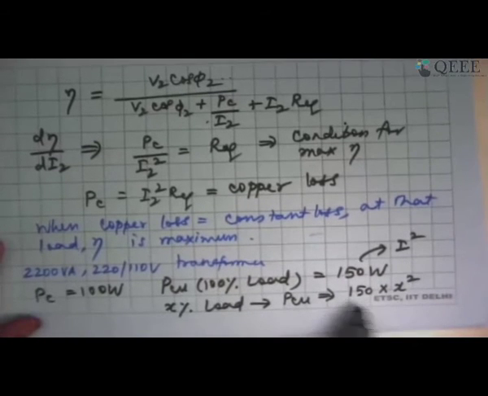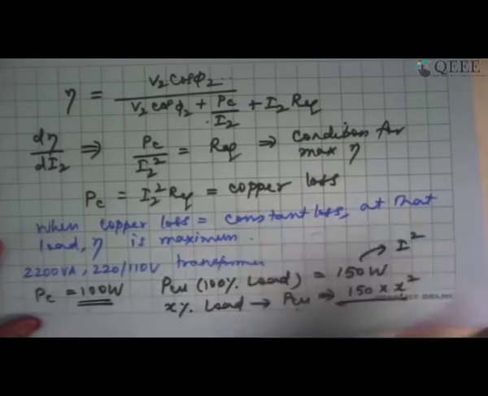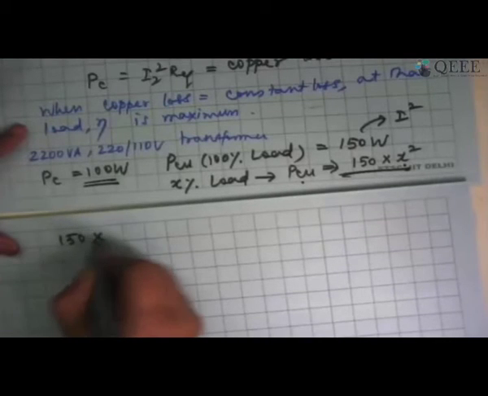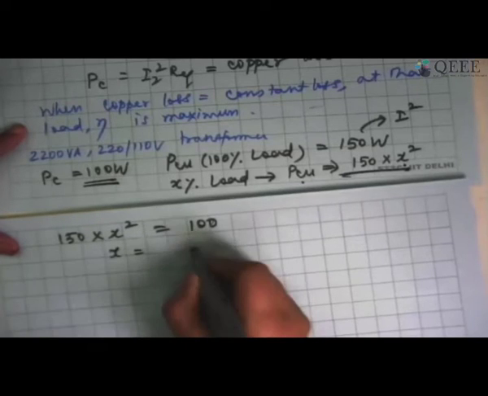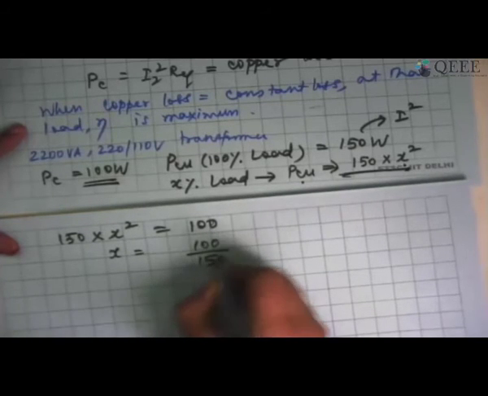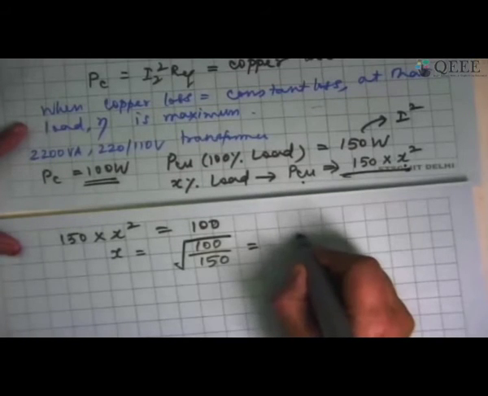Now what we have to see is at what X value the copper loss calculated at that X load is equal to 100 watts. So I should write basically 150 times X square equal to 100. So X will be equal to square root of 100 divided by 150. So I should say square root of 1 by 1.5 will be my X.